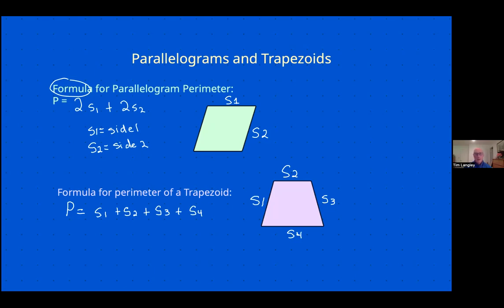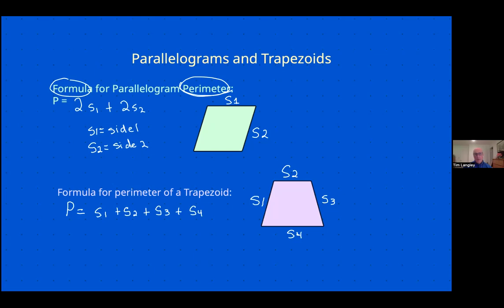All right. So the formula for a parallelogram's perimeter. And remember, the perimeter of something is the distance around something, just like I'm drawing a distance around this word perimeter. And so the formula is 2 times S1 plus 2 times S2. Which is, S1 stands for side one. And if that's starting to sound like Greek to you, I'll draw a little arrow.